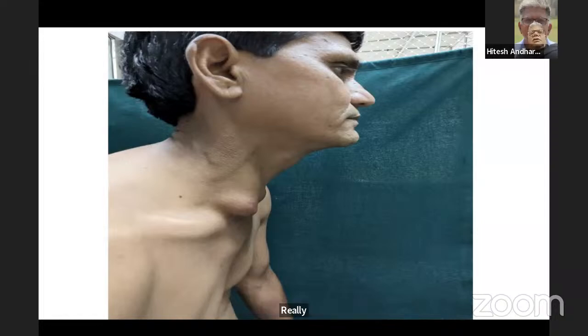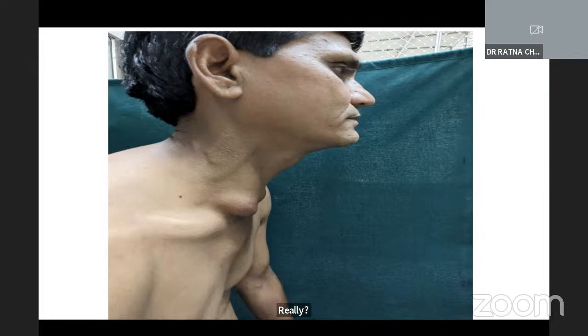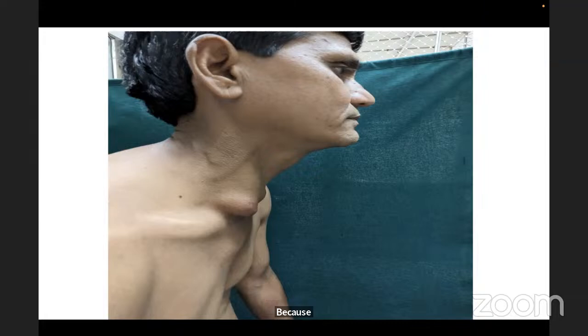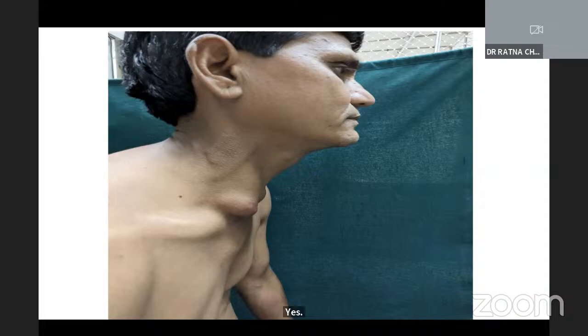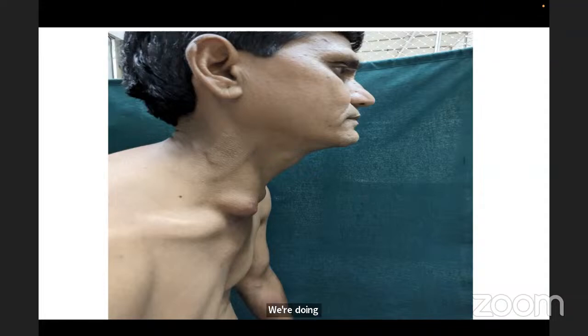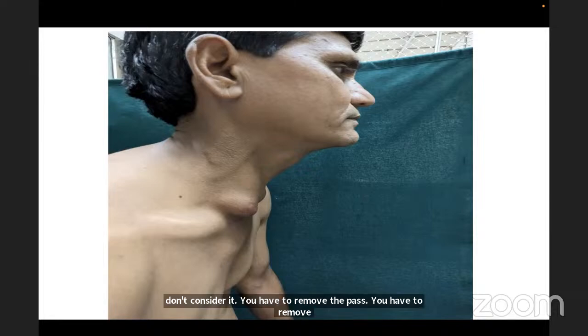This concept of anti-gravity aspiration stays outside the TB hospitals only, because anti-tubercular drugs are ineffective there. In theory, anti-gravity aspiration is out of the window now. We don't do it. We don't consider it. You have to remove the pus. You have to dilate the opening in the deep fascia, remove that lymph node and other lymph nodes which are involved, and start the patient on ATT.